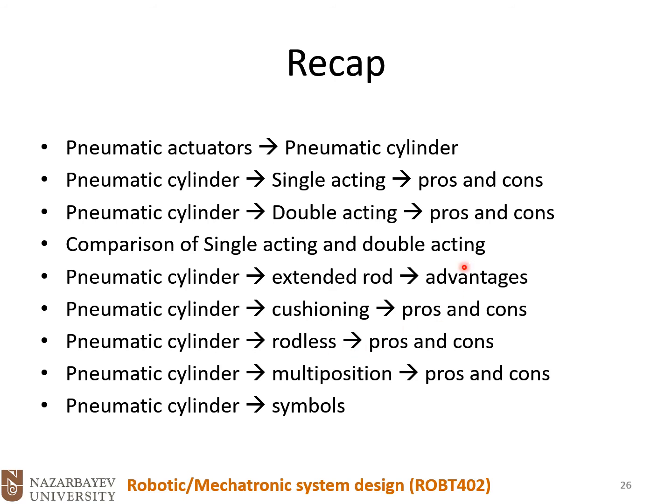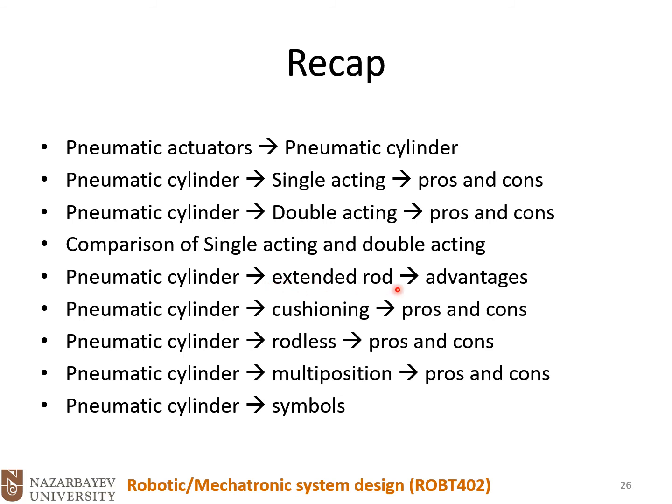Okay, so let's recap the linear actuators, pneumatic actuators, and pneumatic cylinders we studied. Pneumatic cylinders, we had single acting and pros and cons of them. We had double acting cylinders and their pros and cons. Comparison of single acting and double acting.